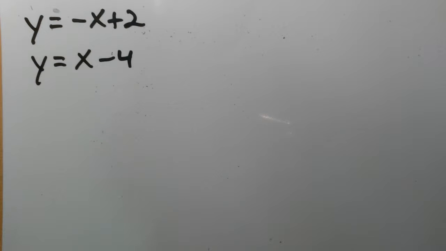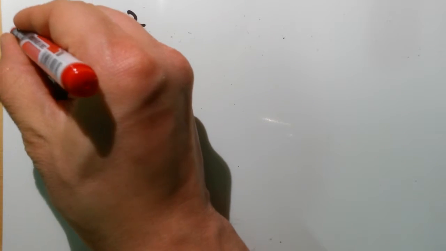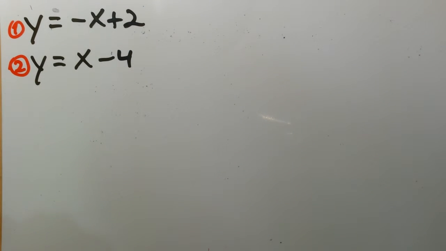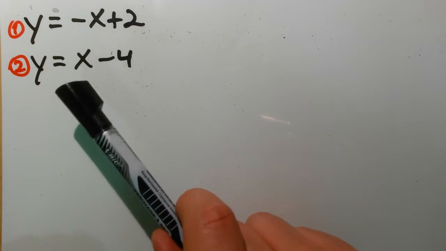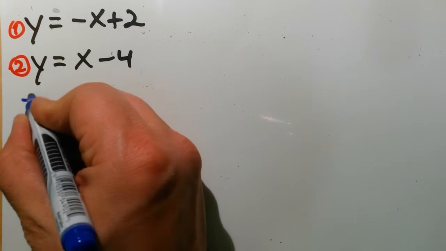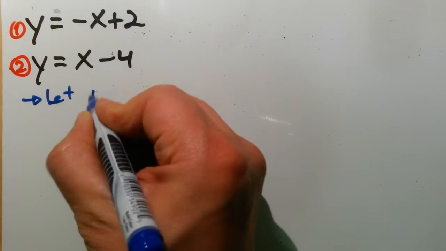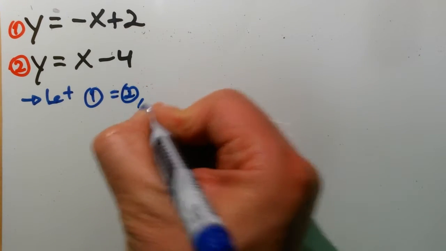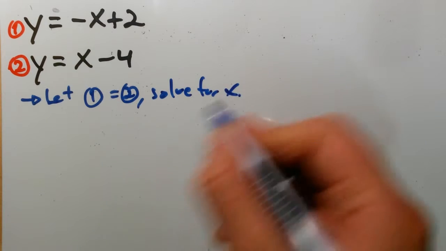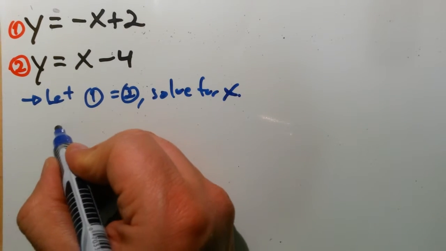So without graphing, the first step is let's label the equations. I'm going to label this as equation 1 and equation 2. Since we know that both of these are going to share one point, and that point is going to have x and y coordinates, we're going to let equation 1 equal equation 2. So let equation 1 equal equation 2, solve for x. Okay, so let's do that.